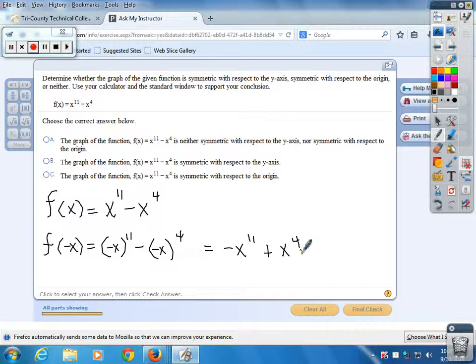Hold on. I can see the negative. Okay, so this does not equal what? This. So let's check the last one. Negative f of x. So that means we're going to take a negative and put it in front of what? This right here. X to the 11th minus x to the 4th. And when you distribute this, what do you get?